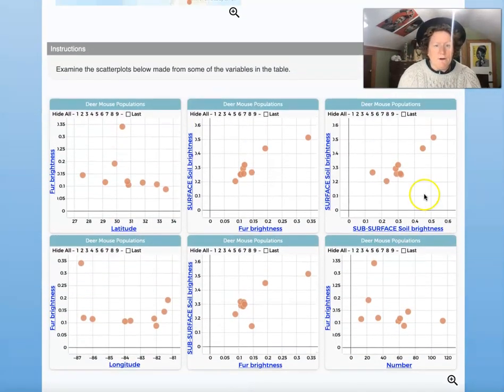So if you knew one variable, like fur brightness, could you predict with some degree of certainty what the surface soil brightness would be? Or if you knew the subsurface soil brightness, that's the soil taken from within the mouse burrows, could you predict with reasonable certainty the surface soil brightness, the soil taken outside the burrows?